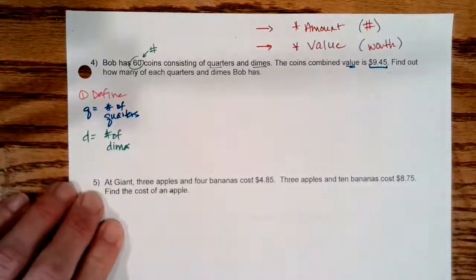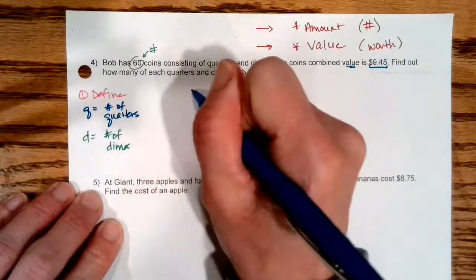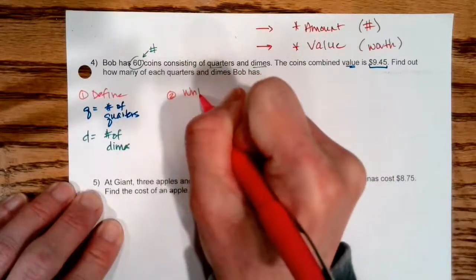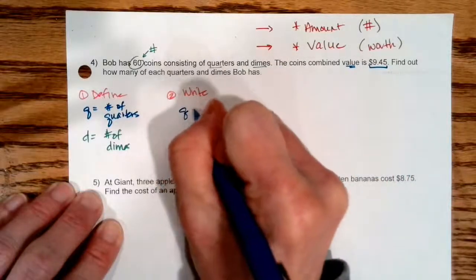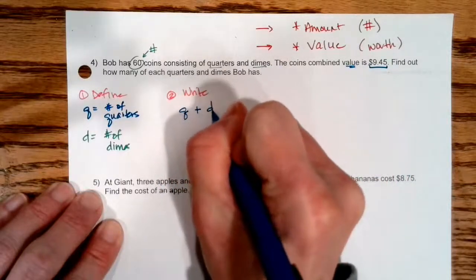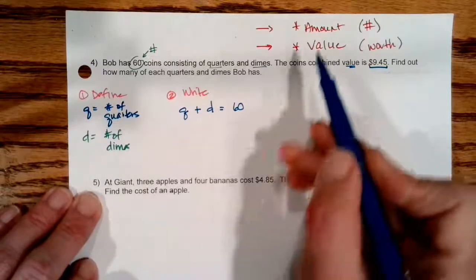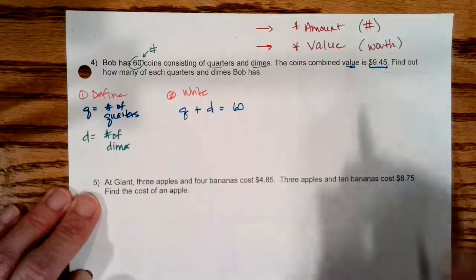So what we're going to do for this one is we go back and we look at, he's got 60 coins. So that means that when I go to write my equations, I know that the number of quarters plus the number of dimes is equal to 60. There's my first equation about my amount, how many of them I have.